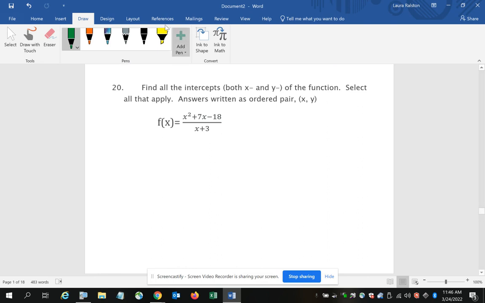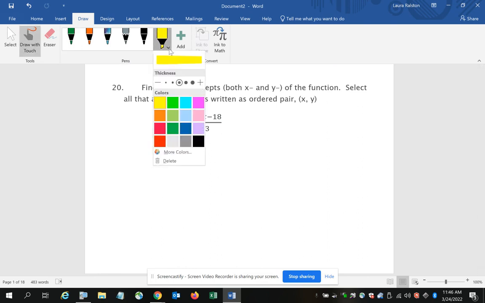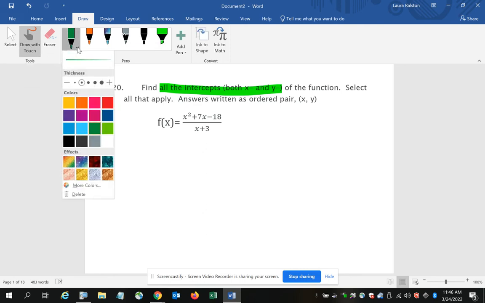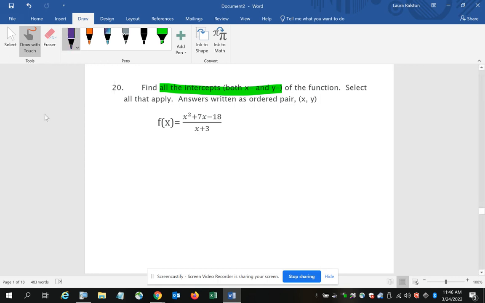Okay, question 20 says find all the intercepts, both x and y, of the function. And again, it's multiple choice, and it asks you to select all the answers that apply. So you're not only looking for the x-intercepts, you're also looking for the y-intercept. It really doesn't matter which one you do first. Okay, to find the y-intercept, we let x equals 0 and we solve.